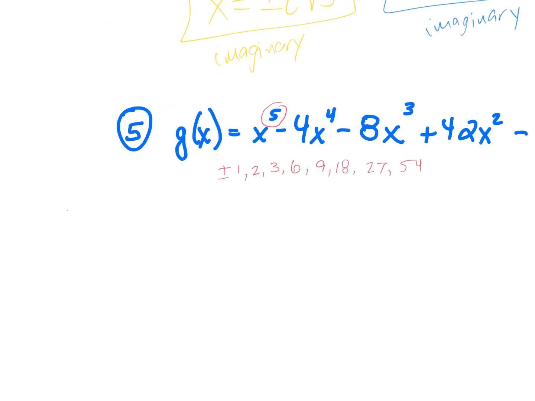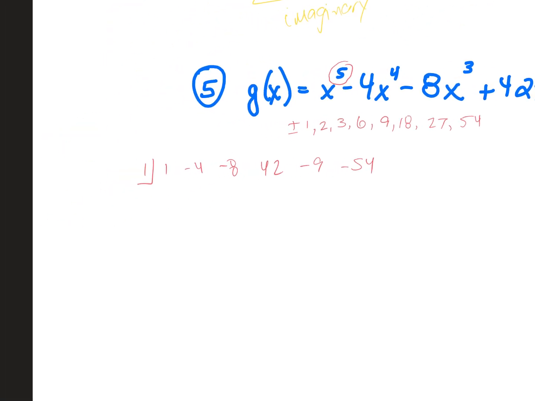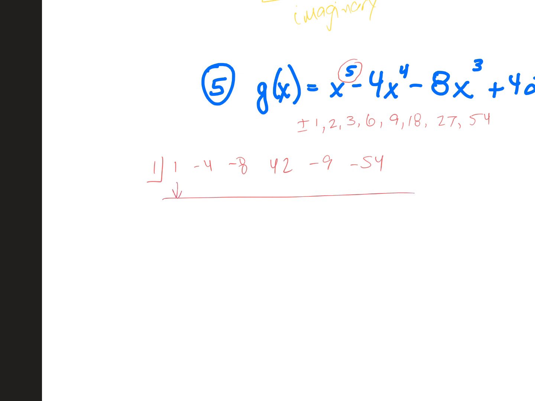So again, start with 1. Don't just jump around. Let's hope 1 works. 1, negative 4, negative 8, 42, negative 9, negative 54. This is a long one, I know. Bring down the 1. 1 times 1 is 1. Negative 4 and 1 is negative 3. Negative 3 and 1 is negative 3. Negative 8 and negative 3 is negative 11. Negative 11 and 1 is negative 11. 42 minus 11 is 31. 31 times 1 is 31.